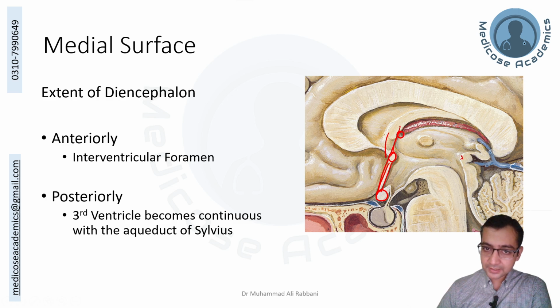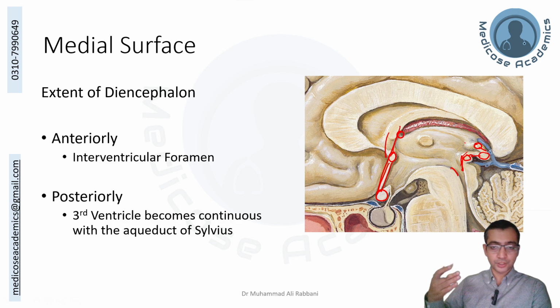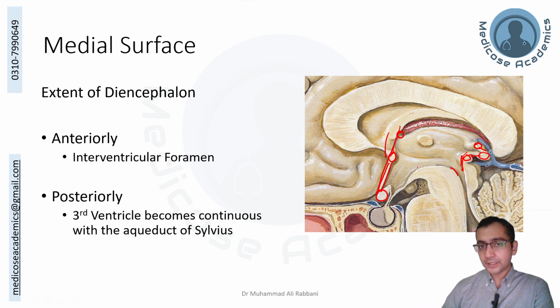Posteriorly, majorly this is decided by the opening of the aqueduct of Sylvius. Then behind, you can say two commissures, posterior and habenular, and this pineal stalk and pineal gland. So these are the structures that are making the posterior end. And talking in terms of CSF flow, anterior end will be made by interventricular foramen of Monro and posteriorly by aqueduct of Sylvius.